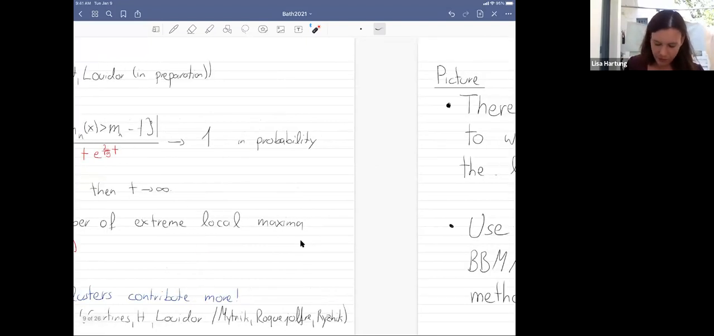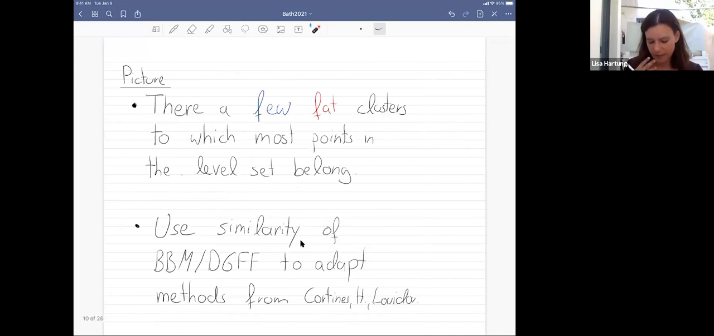And so the picture that somehow stands behind this theorem that you should keep in mind is that there are a few very big clusters, so blue areas, that really carry most of the points of this level set. And as I already said, we're going to try to really use that branching Brownian motion and the discrete Gaussian free field are very similar, at least when you use methods such as the first and second moment method.